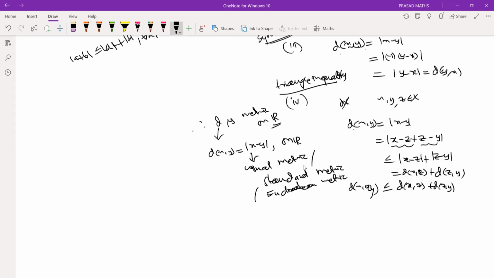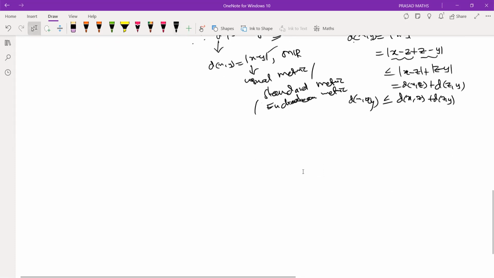So whenever you are not given any metric on R, what metric do you take? You need to take the mod of x minus y. D of x comma y equals mod of x minus y. This is what is called the usual distance, or usual metric, or standard metric. So this is nothing but the usual metric.